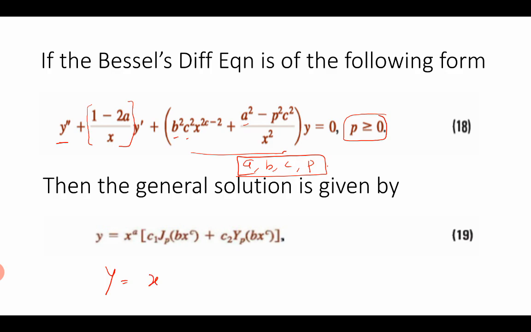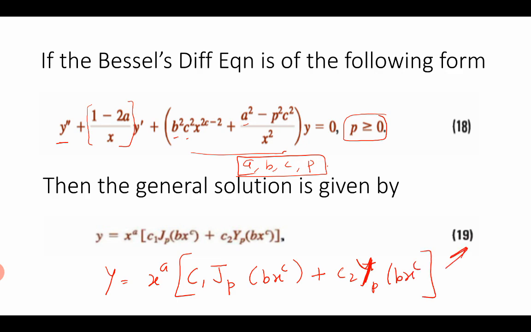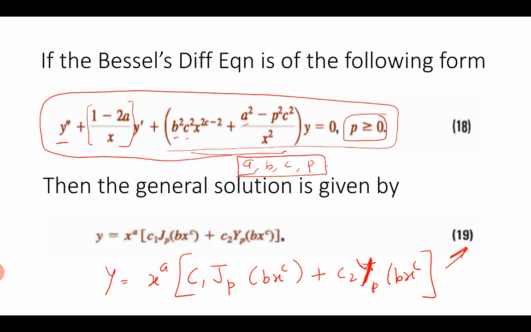y is equal to x power a, c1 Jp, not v. See, here there is no v here. Jp of b x to the power c, plus, this x power a is common, c2 of Yp of b x power c. This is equation number 19. So if you identify a, b, c from these kinds of differential equations, we have an example coming up, then you write the solution in this form. This is what we are going to do.